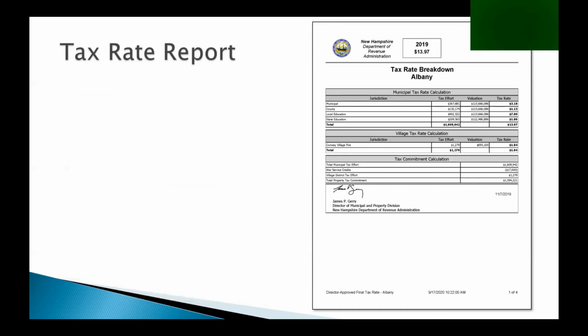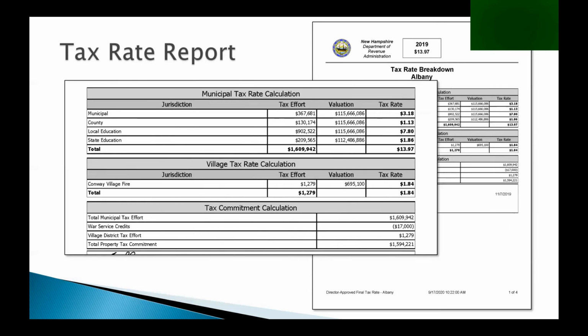The cover sheet itself has the year and the final tax rate right at the top, so you can't miss it. And it has a breakdown of the tax efforts, the valuations, and the tax rate components for the municipality, the county, for local and state education. If I had village districts in Ackworth, they'd have their own section on this page. And then below that, you just see the tax commitment calculation. So this is all the information that we just saw in the interface.